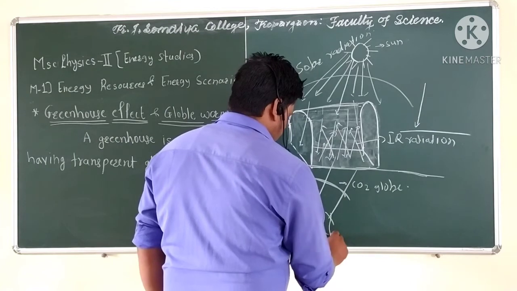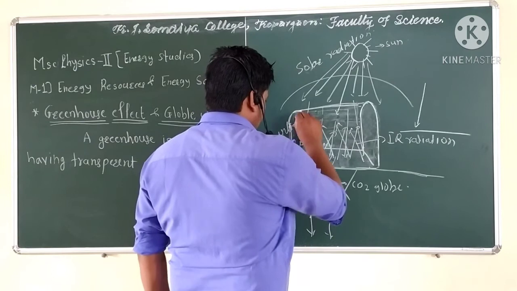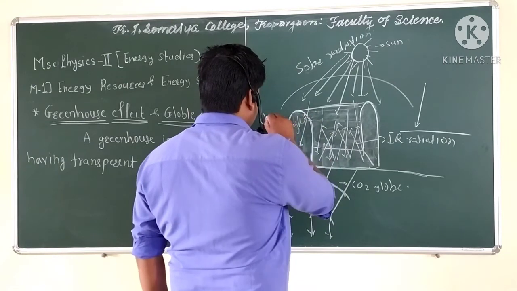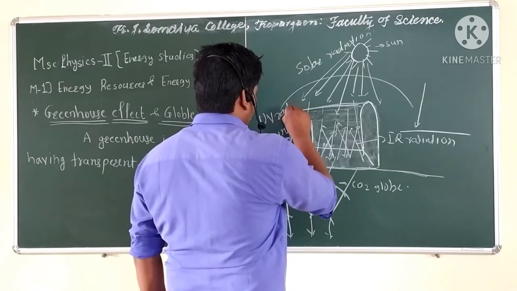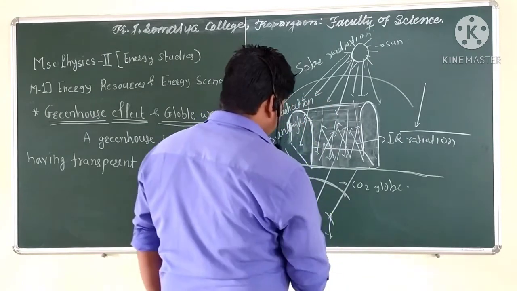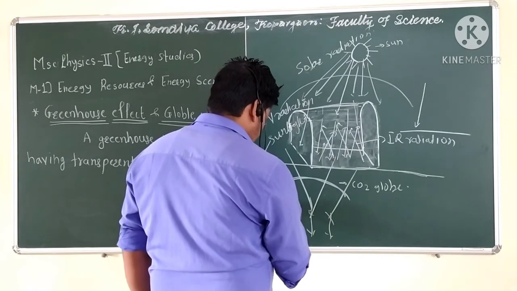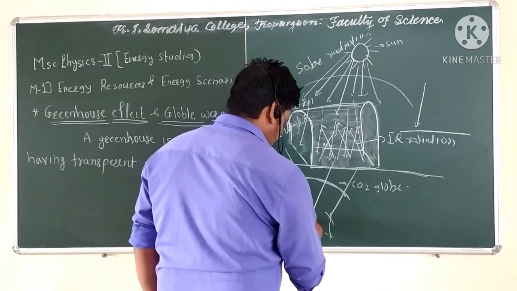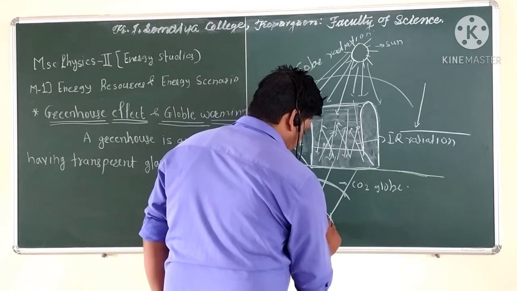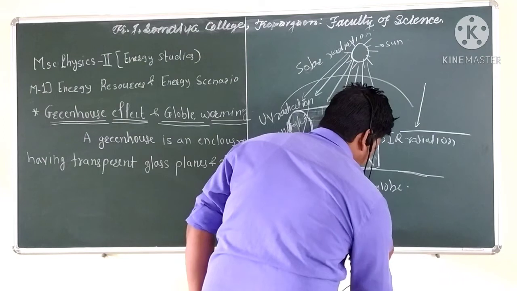So suppose this is sunlight or ultraviolet radiation, that is UV radiation, which is incident on the earth surface, and the earth reflects IR radiation. So that IR radiation, or infrared radiation, is reflected from the earth.